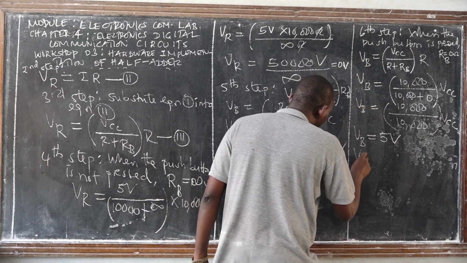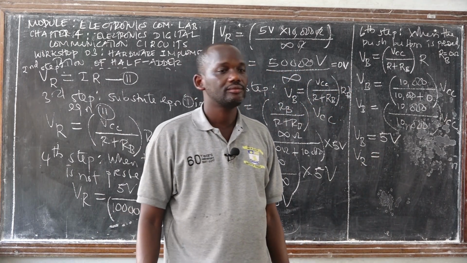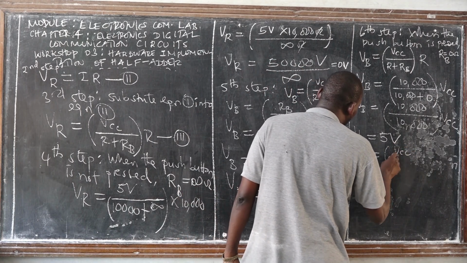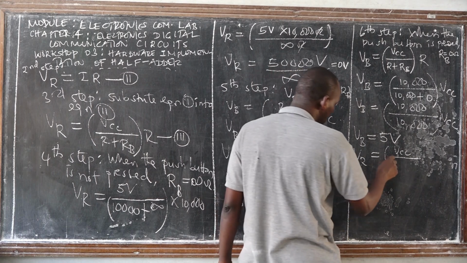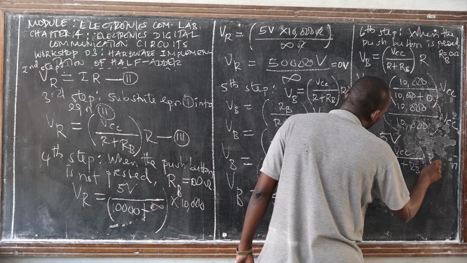Then let us calculate the voltage across the resistor when the push button is pressed. When the push button is pressed, the voltage across the resistor is VCC over R plus RB, multiplied by RB.